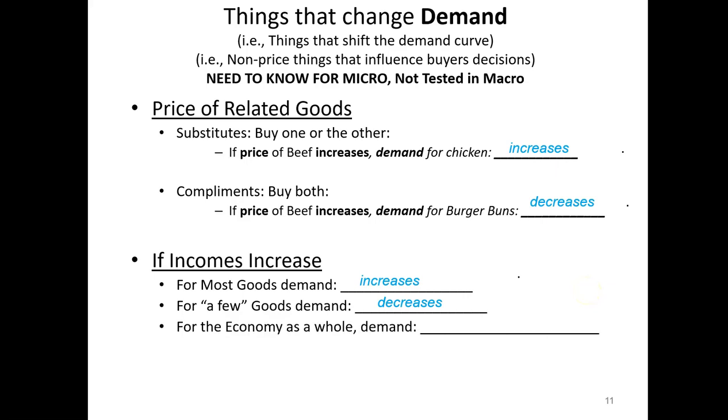Now, from an economy as a whole standpoint, when you put all goods together, both the normal goods and inferior goods, since most goods are normal goods, it stands to reason that for the economy as a whole, when people's incomes go up, total economic activity, aggregate demand or desire to buy, would increase. And we'll talk about that much more in chapter 12.